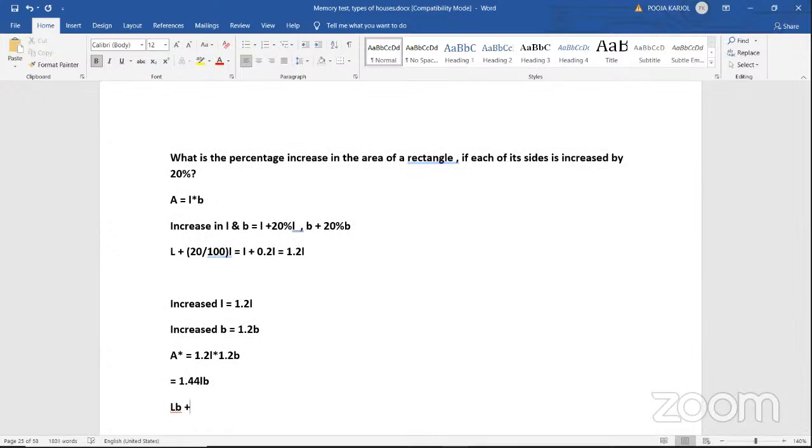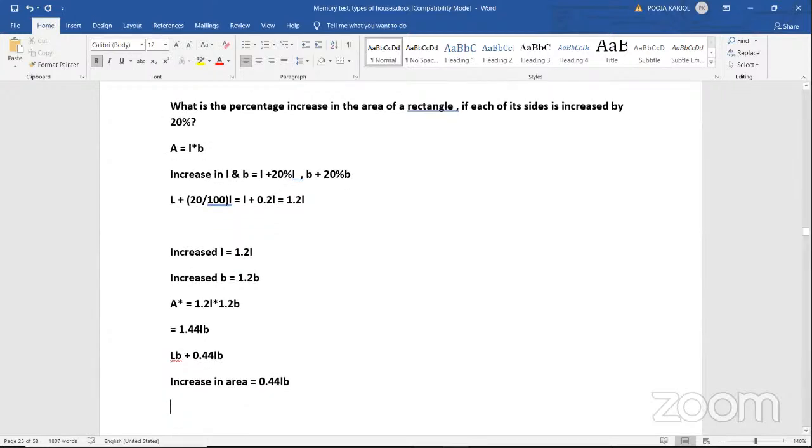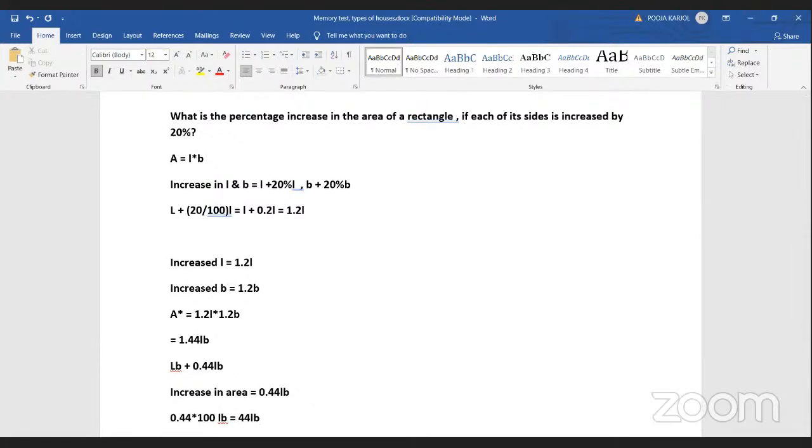This would be L into B plus 0.44 LB. We want to find the increase in the area, okay? So LB is the normal area that would have been, and 0.44 LB would be the increase. But they have asked in percentage. When you want to convert a percentage to a fraction, you divide by 100. When you want to convert a fraction into a percentage, you multiply by 100. So the increase in area is 0.44 LB, and multiplying it by 100 will give you 44. So the increase is 44%. Okay. Any doubt in this?